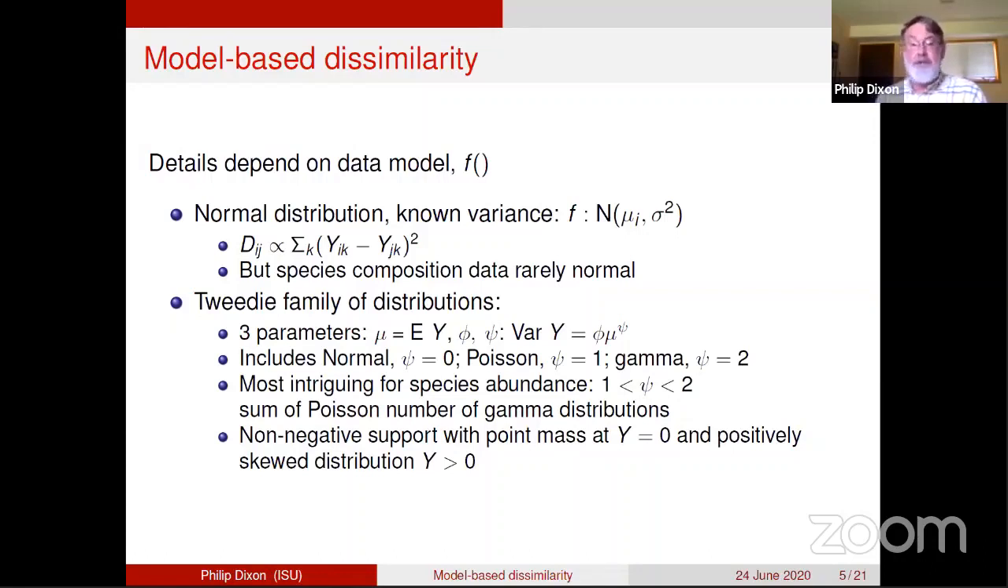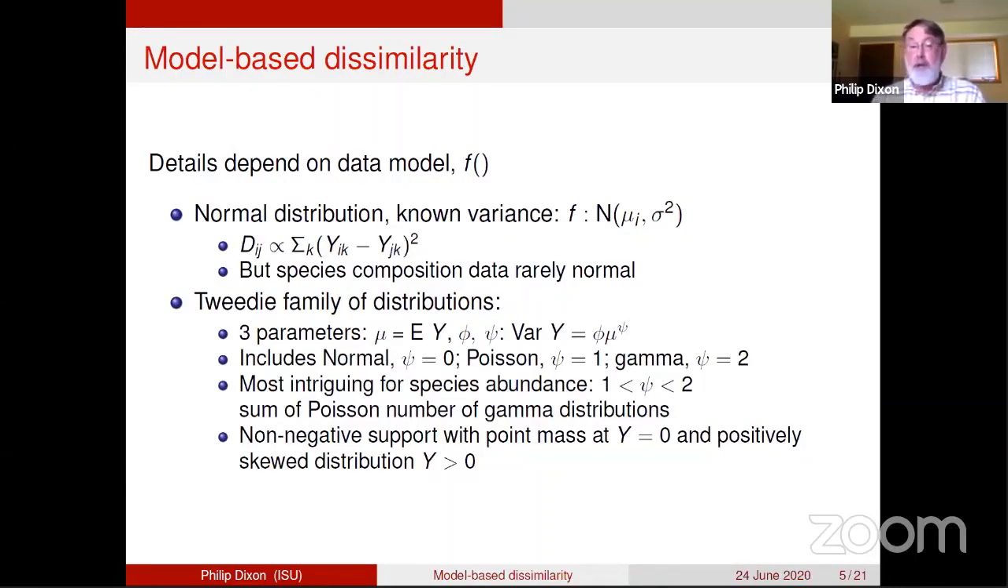The problem, of course, is that species composition is rarely normal. And a very convenient family of distributions for continuous species composition data is the Tweedie family, which has 3 parameters. It has a mean, 1 parameter mu that controls the mean, and 2 parameters that control the variance to mean relationship, so that the variance of y is the mean raised to a power psi multiplied by a scalar phi. This family is a superfamily of distributions, including the normal, Poisson, and the gamma.